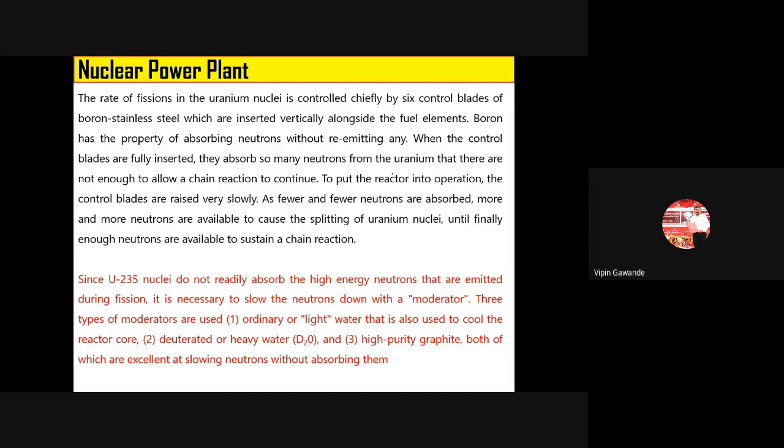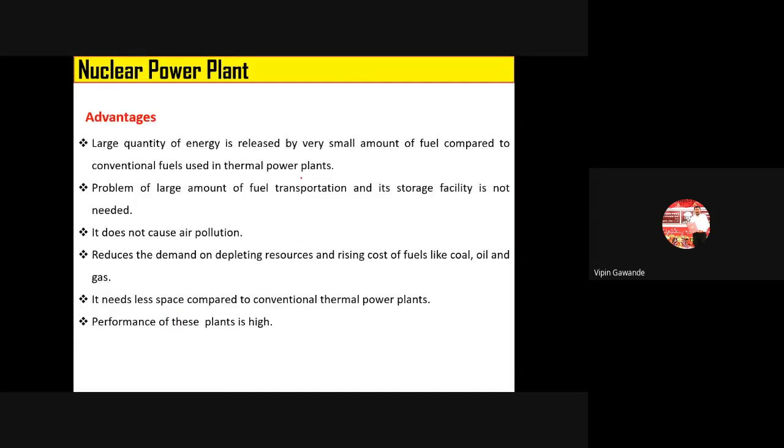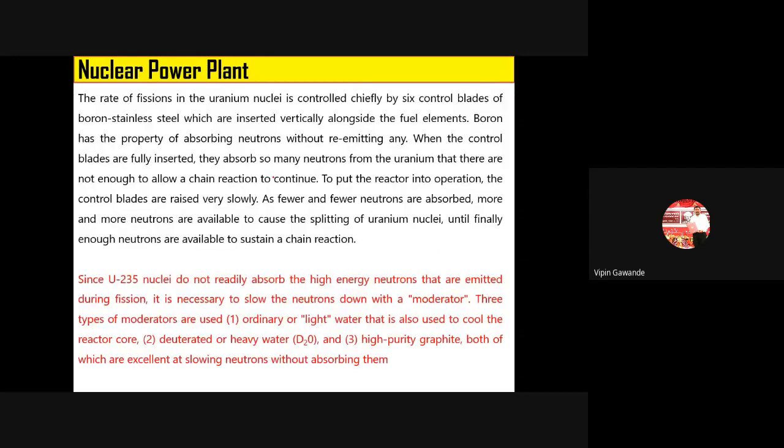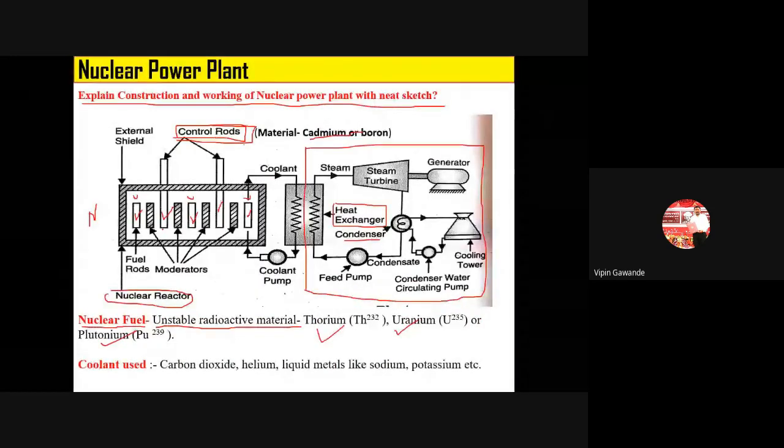When the control blades are fully inserted, they absorb so many neutrons. So control rods absorb the neutrons. Now what happens when the control rods absorb the neutrons? We require neutrons for the chain reaction, but when the neutrons get absorbed, the intensity of this reaction decreases. So the amount of energy generated decreases. That means it comes to its safe limit.